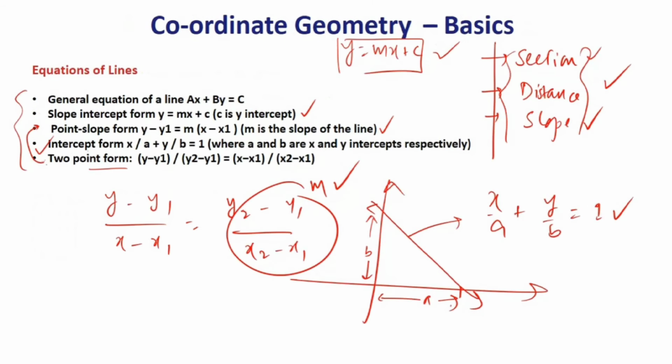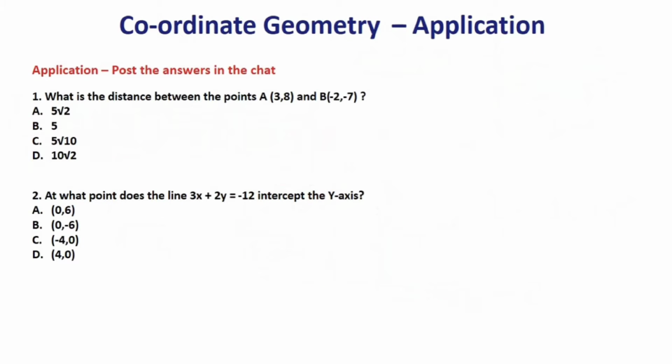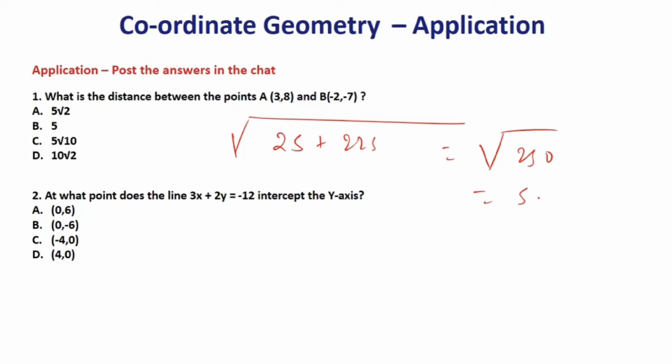Now let's solve a few questions to test our concepts, starting with very simple ones. What is the distance between the points (3, 8) and (-2, -7)? This becomes 3 plus 2, 5 square, 25, 8 plus 7 becomes 15 square, 225. This becomes root 250, becomes 5 into root 10. So the answer is option C here.